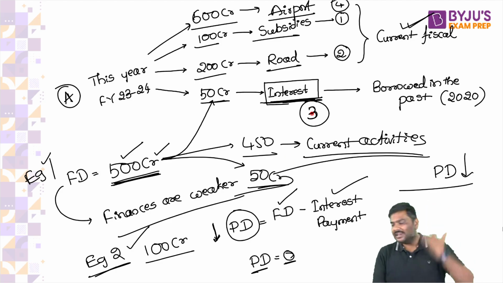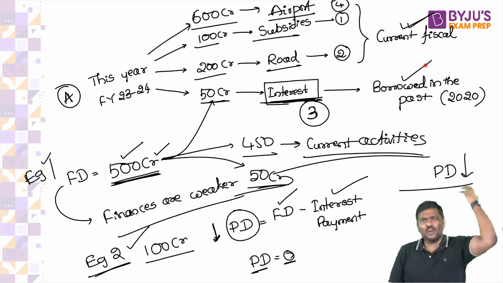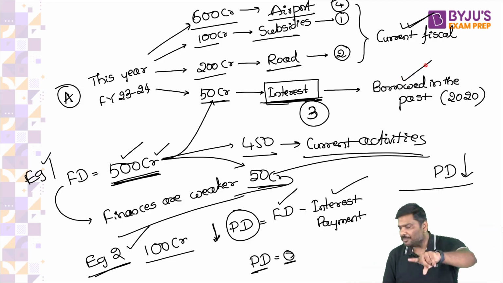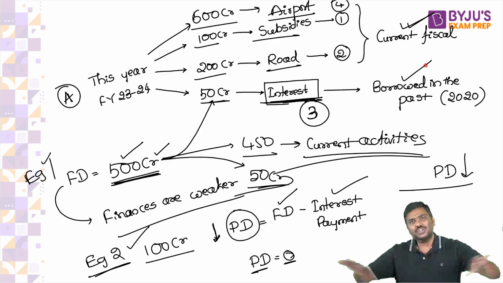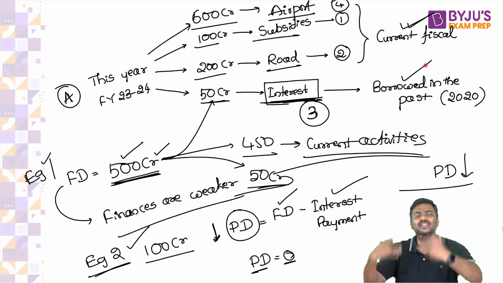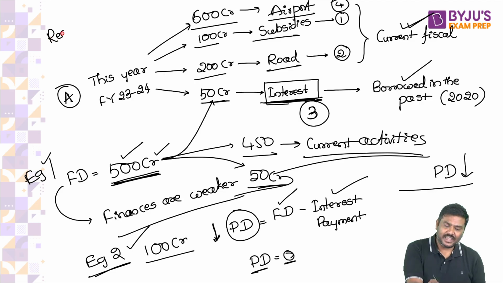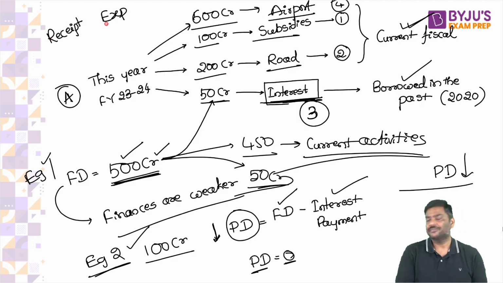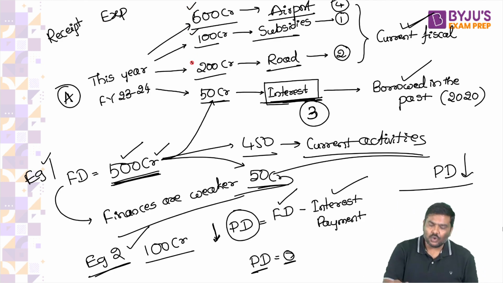You are paying an interest of 50 crore rupee because you have taken a loan. You have borrowed in 2020, hence you are paying interest. Can I say the expenditure 3 is not associated with whatever government is doing this year? So on one side, government will collect receipts. On the other side, government will incur expenditure. So let's say example 1, 600, 100, 200, 900, 950.